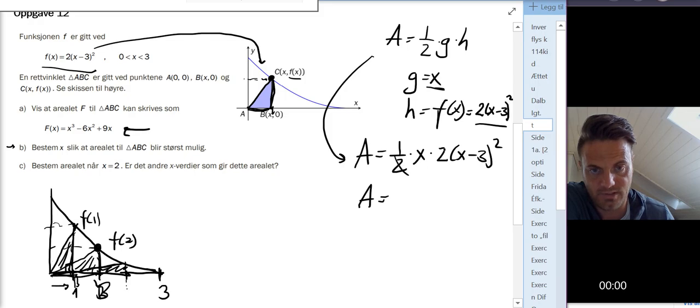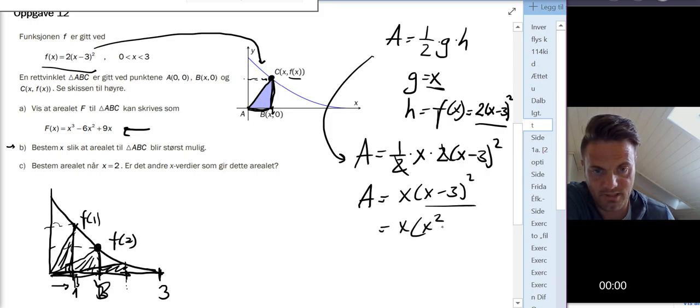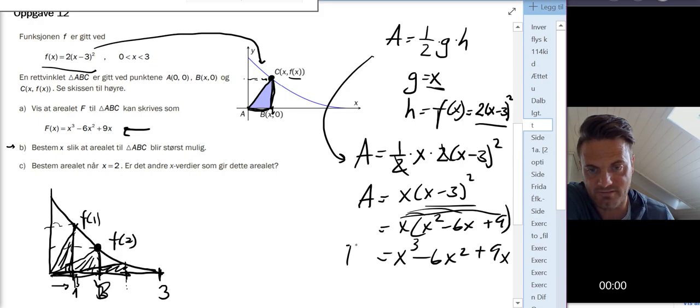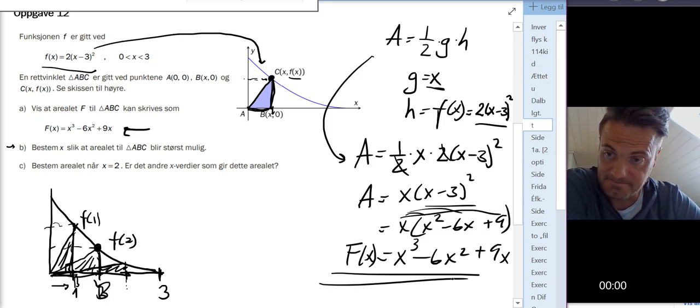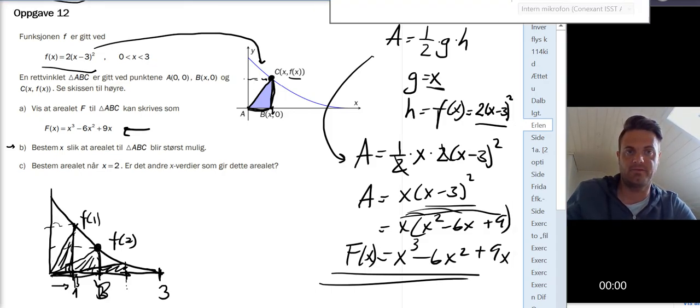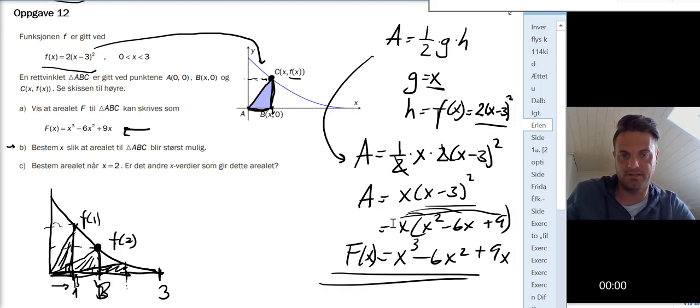And then, of course, I can take away the number 2 here, so I get x times (x minus 3) squared. And then we just use the second binomial formula here, and then multiply with x. And then we have the area as a function of x, which we call big F here. So that's exercise A, the area function. And as I said many times before, in these optimization exercises, A is often the most difficult task, to find this area function.